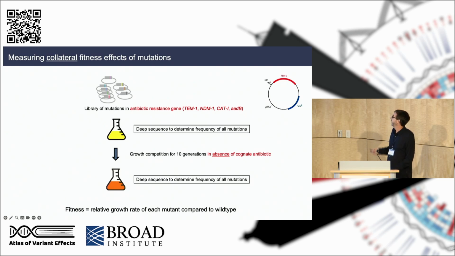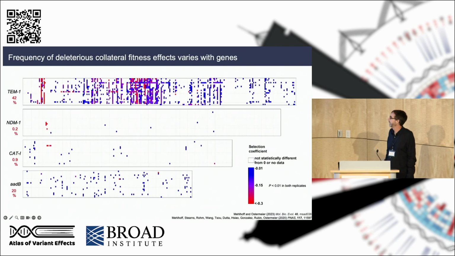So I want to point out, though, that we have a secondary antibiotic resistance on our plasmid to maintain the plasmid. And so we did that experiment on these 4 genes: TEM1 beta-lactamase, a different beta-lactamase NDM1, a chloramphenicol resistance gene, and an aminoglycoside gene that confers resistance to aminoglycosides.